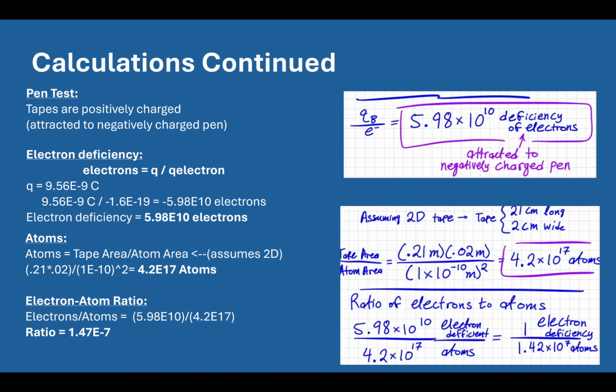Using the pen test, we can verify that the tapes are in fact positively charged since they attract to a negatively charged pen, and then we can calculate the electron deficiency by dividing the charge by the charge of the electrons, calculating an approximate amount of atoms by dividing the tape area by the atomic area, assuming that they're both 2D, and then we can calculate the electron to atom ratio, yielding 1.47 times 10 to the negative 7.